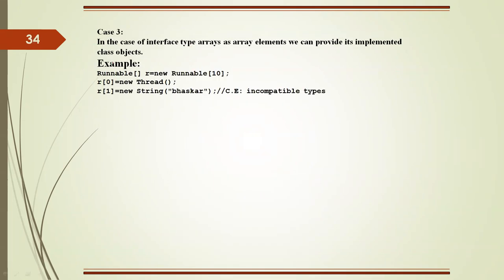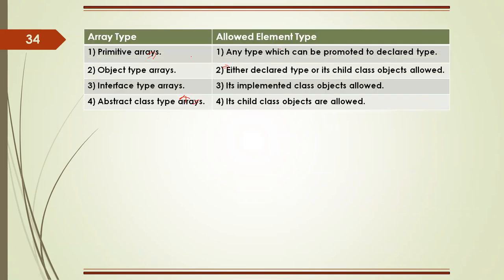Case three: in the case of an interface type array, as an array element, we can provide its implementation class object. What is that implementation class object? Runnable array, we can put a Thread object. So primitive array types, object array types, interface arrays, and abstract class type arrays: for primitive types the declared type or promotable type, for object types either the declared type or its child class objects, for interfaces the implementation class object. Perfect.